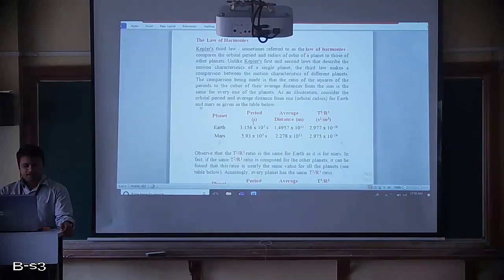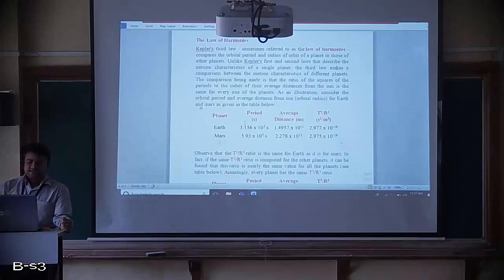So now these are the periods, and the orbital distance. The average distance in meters: Earth's orbital distance is 1.4957 times 10 to the power of 11 meters, and Mars is 2.278 times 10 to the power of 11. This is the orbital average distance, that is, the orbital radius. So now the ratio of the square of the period to the cube of the radius will remain constant for different planets.